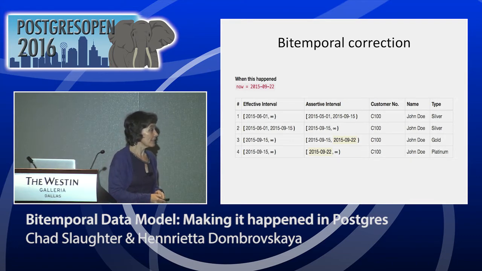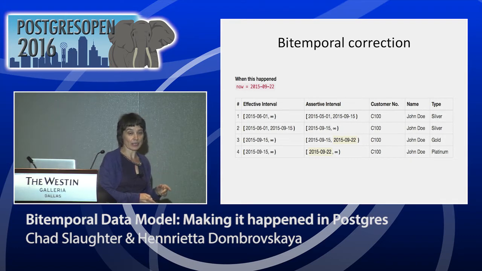So now, what we're doing here, we are making another change, okay? So the first 2 records about silver remain unchanged. So we correct record number 3. And what we're saying is, from September 15th to September 22nd, we asserted that this customer is gold. But on September 22nd, now we correct ourselves. And now we assert that this customer is platinum from September 15th. So we add 1 more record, and that is correction.